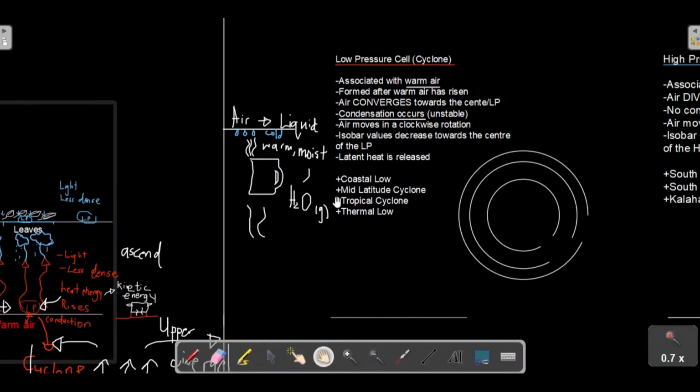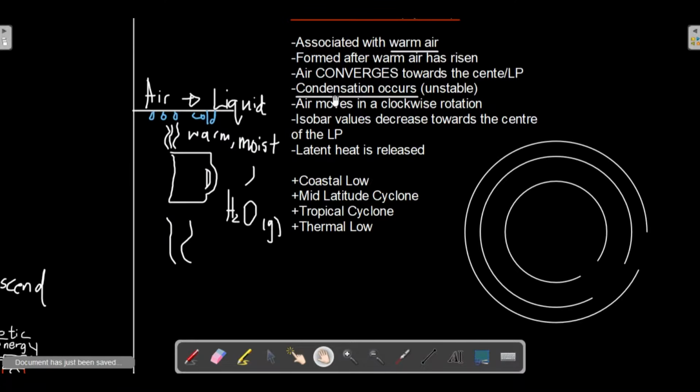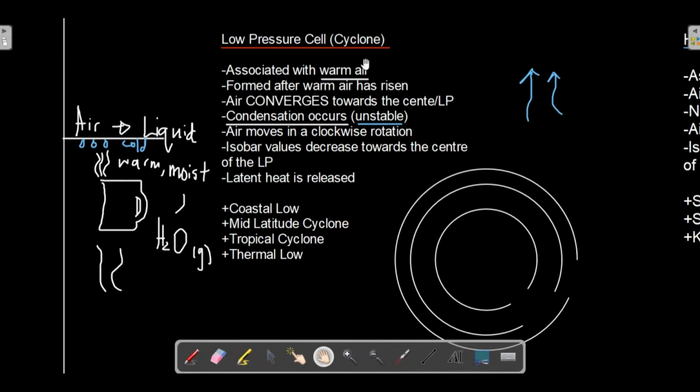So a low pressure cell is always going to be associated with condensation, only if, of course, that air is warm and moist, right? So we say that it is unstable. By unstable, guys, we mean that air is actually rising up. So that is unstable. And so air moves in a clockwise rotation. For all the cyclones, the mid-latitude cyclone, the tropical cyclones, all the cyclones, which of course are low pressure cells, you have air that is moving in a clockwise direction.